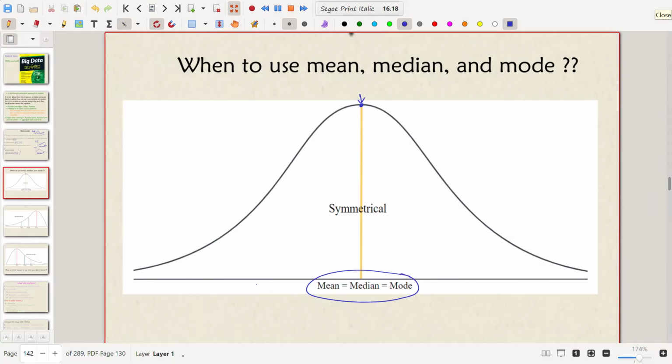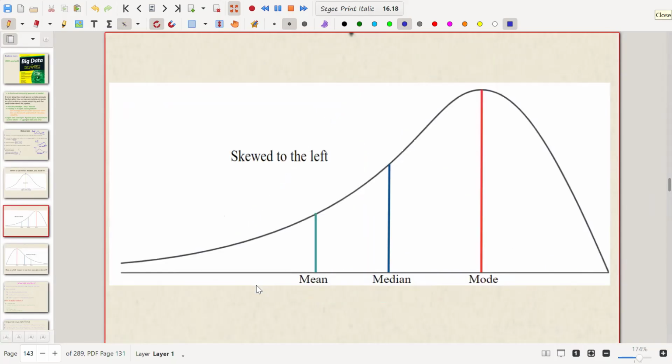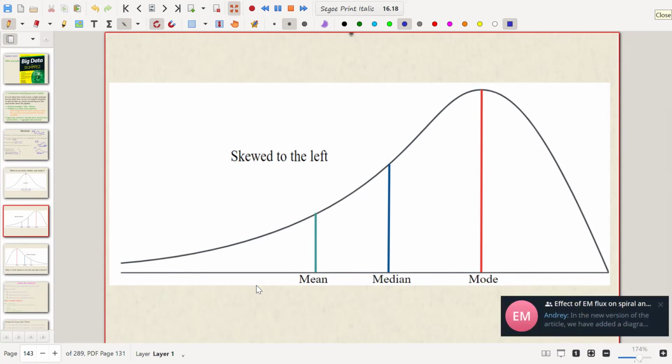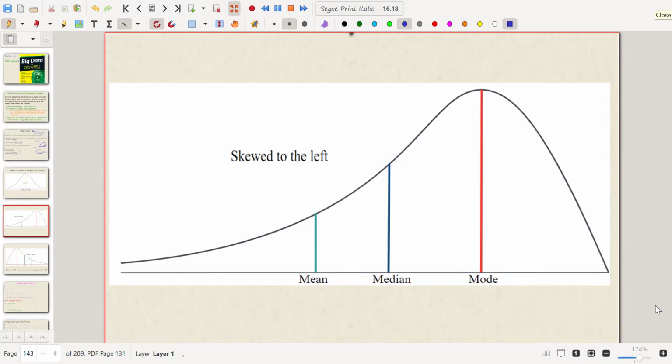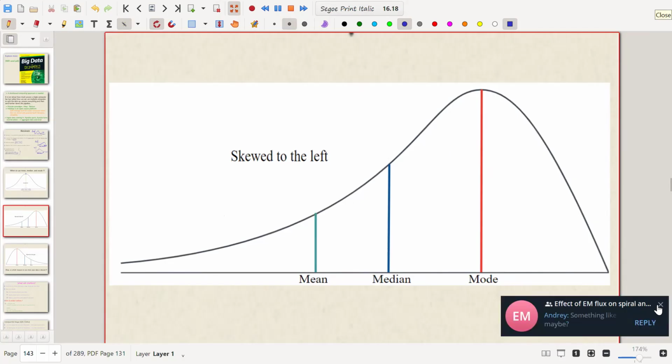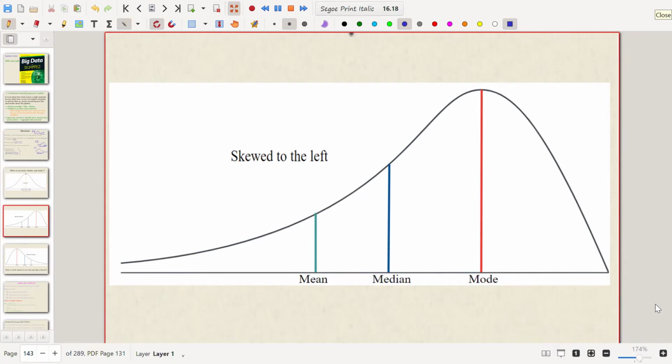Now let us come to the next case, that is skewed to the left. If it is skewed to the left and you take the mean, what will happen? A bigger entry will affect your data set, and a smaller entry will also affect your data set. A smallest entry will decrease your mean, and a largest entry in your data set will increase your mean.